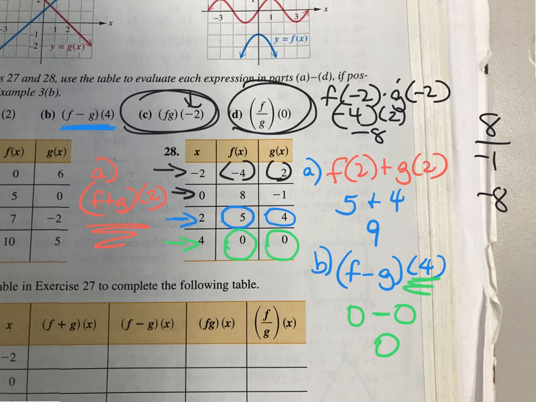Would it tell you if it's a composition question or not? It'll have a little circle in between the two letters. So instead of a plus sign or a minus sign, it's got the little circle in the middle. I just thought that was a mistake. Okay, does that make sense?